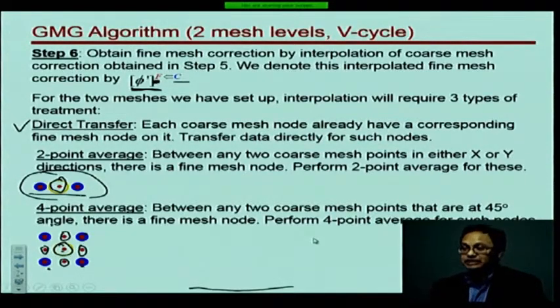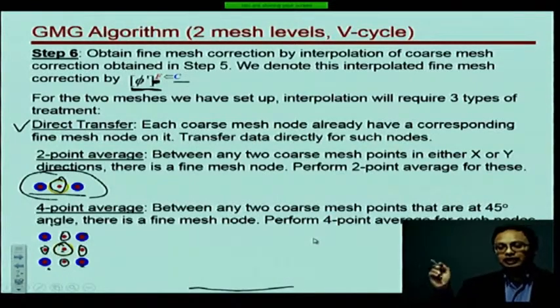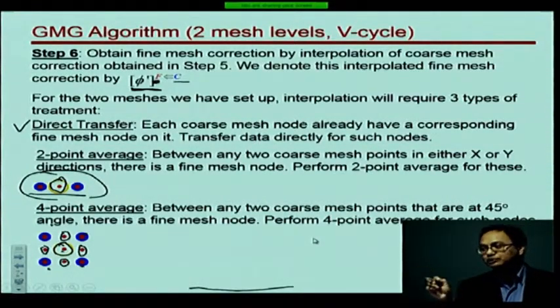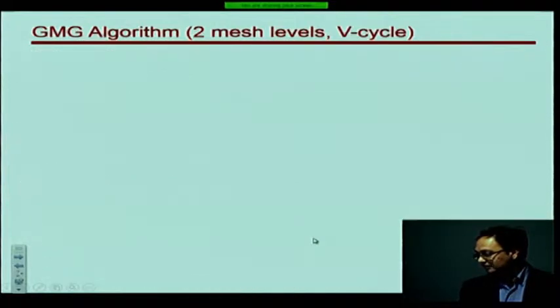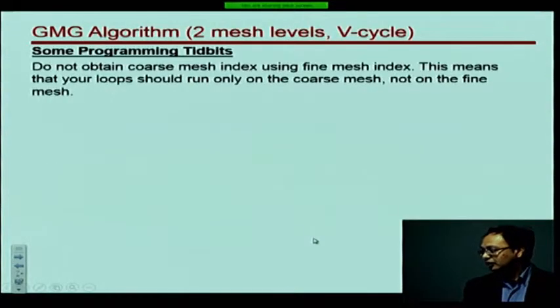Do we run fine mesh loops and from that get the coarse mesh indices, or do we run coarse mesh loops and from that get fine mesh indices? There are two ways of doing it. What I'm saying here is do not obtain the coarse mesh index using the fine mesh index. You should always run the coarse mesh loop outside.